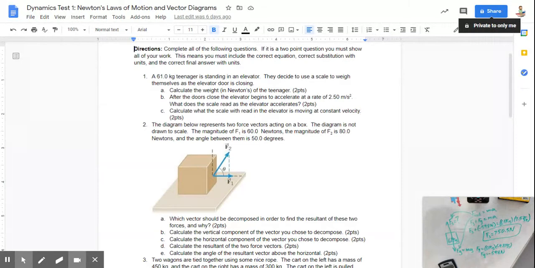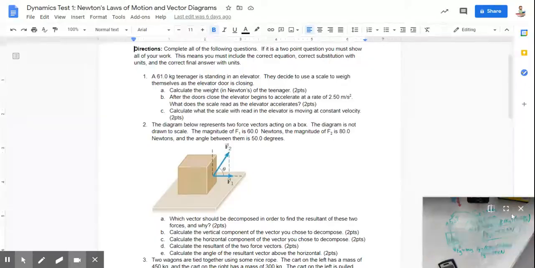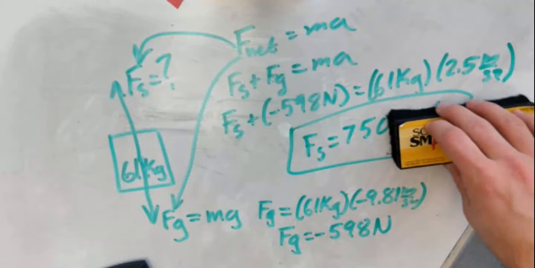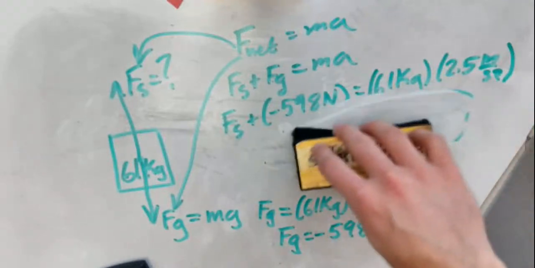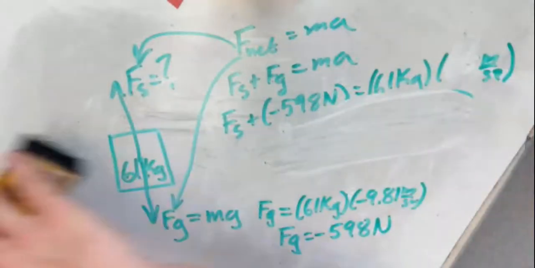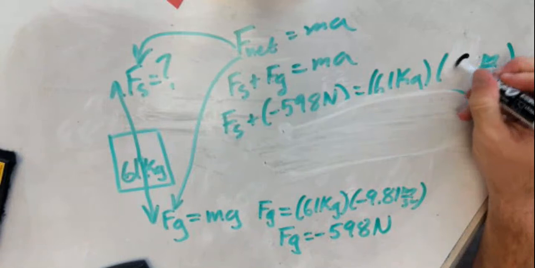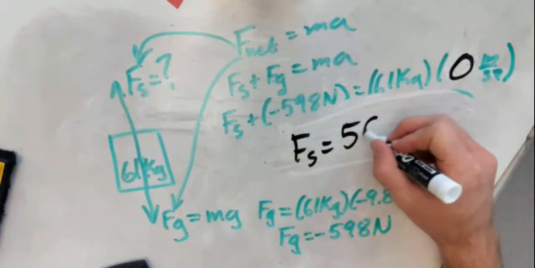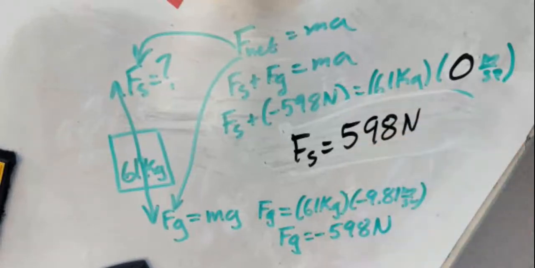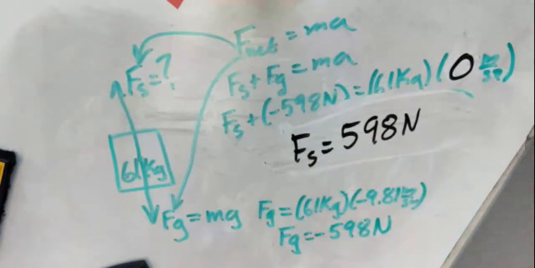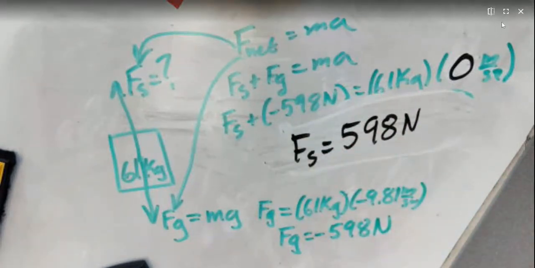And the last one is to calculate what the scale reads when you have a constant velocity. Love this part. You're going back to this step, because all you're changing is that we don't have 2.5 meters per second squared. Constant velocity means I have 0 acceleration. So the force of the scale is going to be positive 598 newtons, because 0 times 61 gives you 0. You add that to the other side. There you go. Again, you had to show your work.